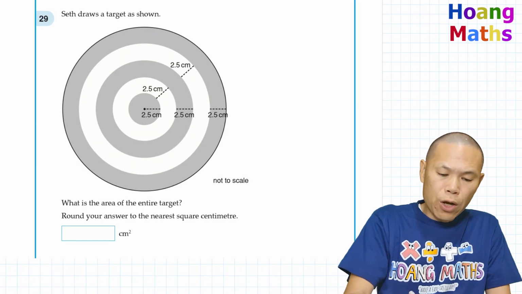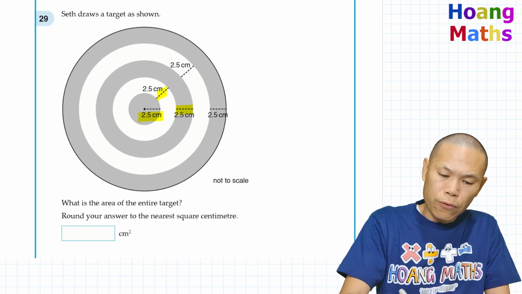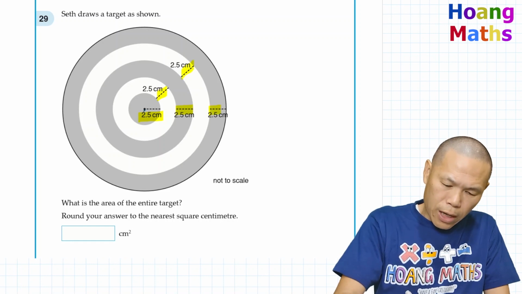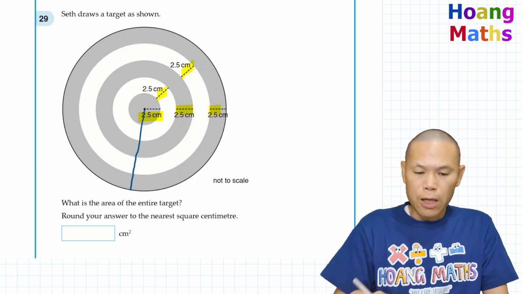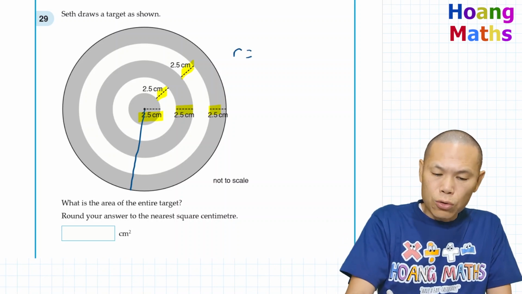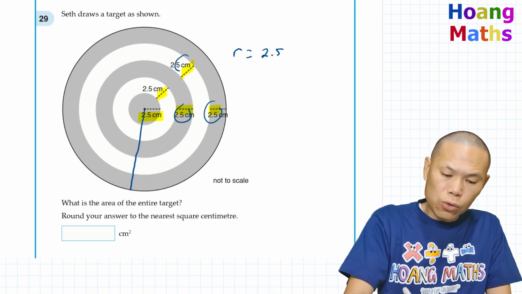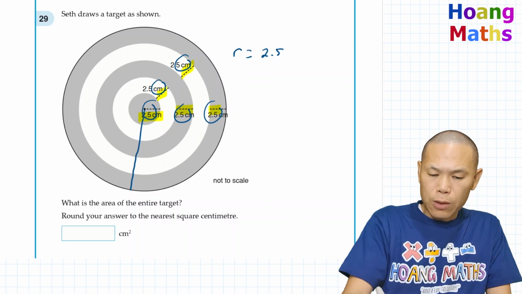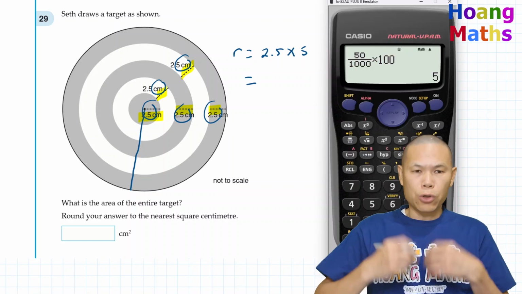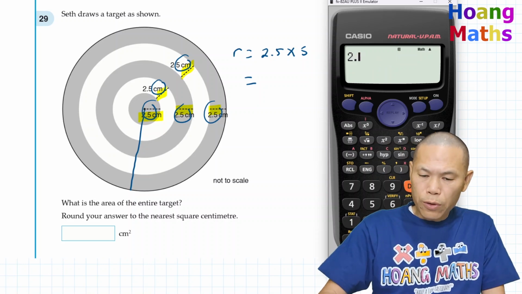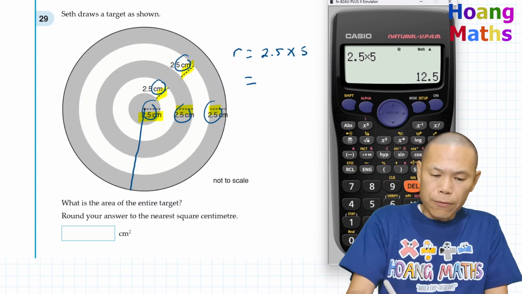So first of all, we know that this is 2.5 centimeters. So its section is 2.5 centimeters. To work out the area of this large circle, we just need to work out the radius first. So the radius is equal to 2.5. We add all of them up. 1, 2, 3, 4, 5 of them. So we just times by 5, easier. So now just put it on a calculator. So just quickly go 2.5 times 5. So that is 12.5.